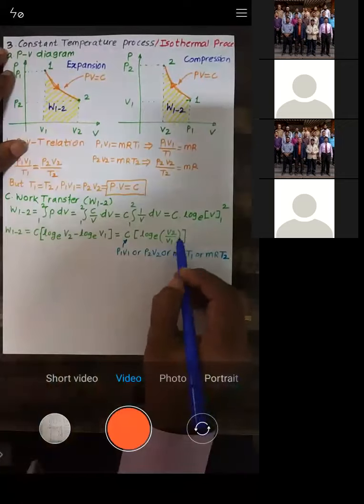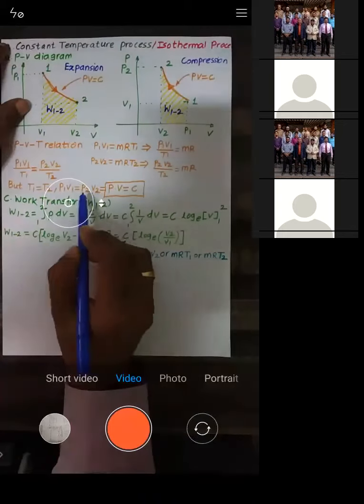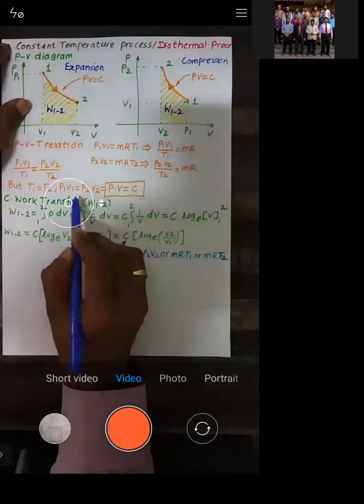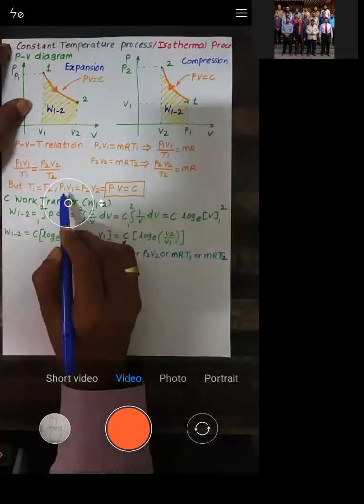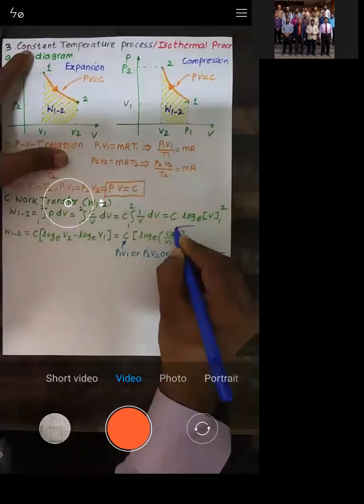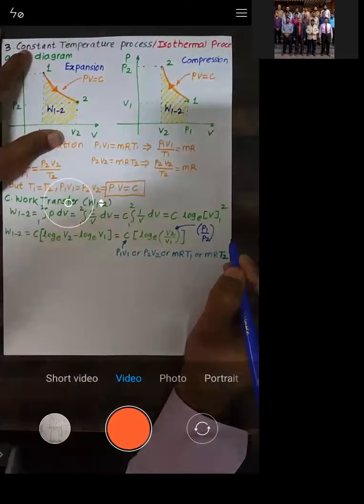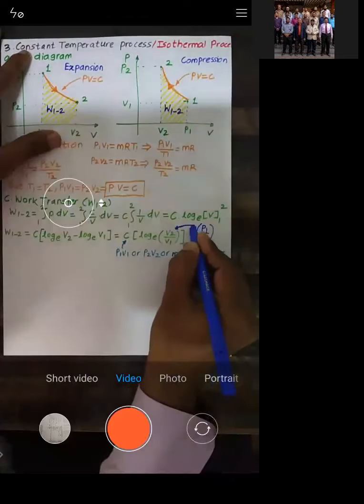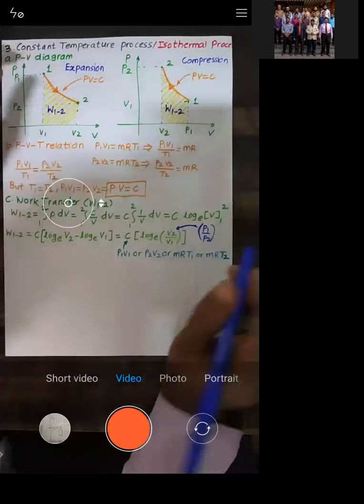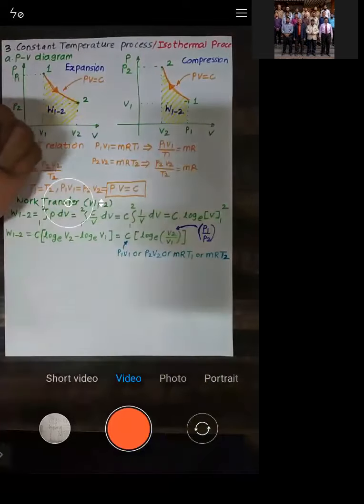Now just try to check. What is the value of V2 by V1 we'll put? See, V2 by V1 is given by P1 by P2, right? P1 by P2 is V2 by V1. So instead of V2 by V1, we can put it as P1 by P2. Is it okay, all of you? Instead of V2 by V1, we will put P1 by P2. Is it okay?